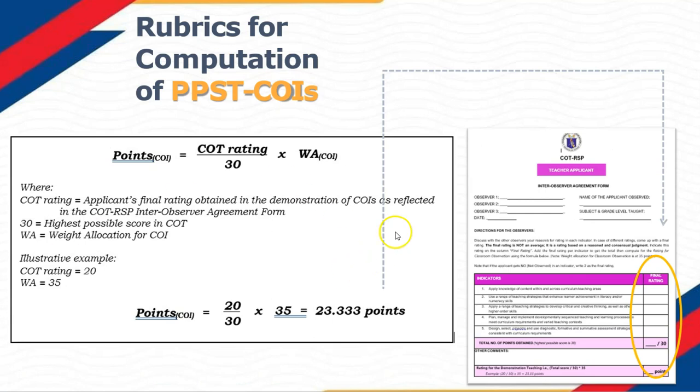Since there are 5 indicators, the maximum points for each indicator is 6. So the maximum total score that you can get in this criteria or in the classroom observation is 30 points. So example, at the end of the demonstration teaching, the applicant got a total score of 20. So 20 divided by the maximum score of 30 times 35, which is the weight allocation, the applicant got 23.33 points in this criteria.